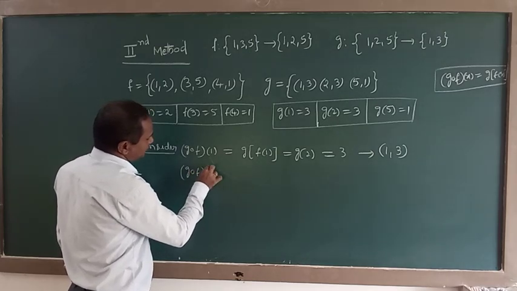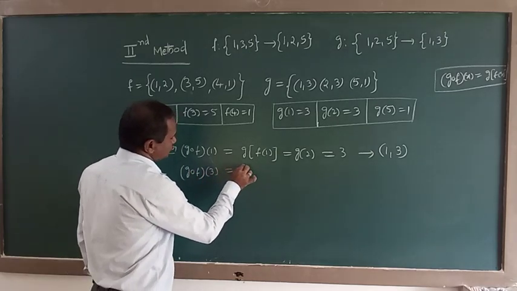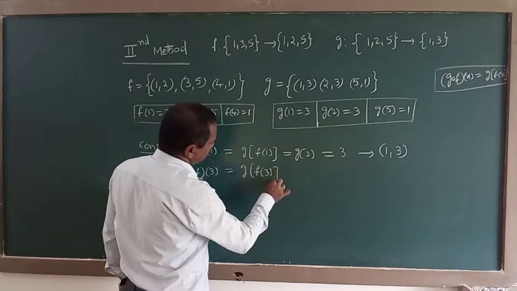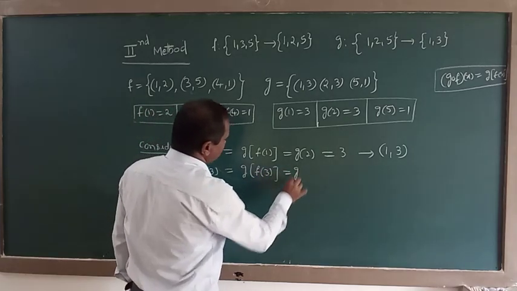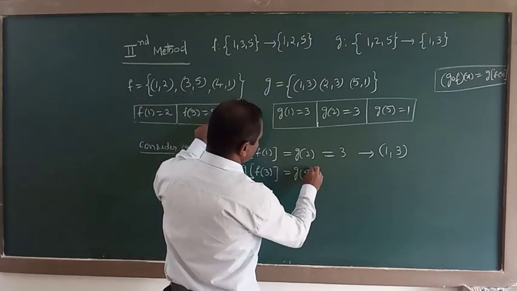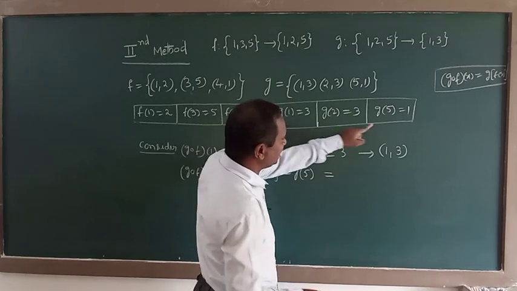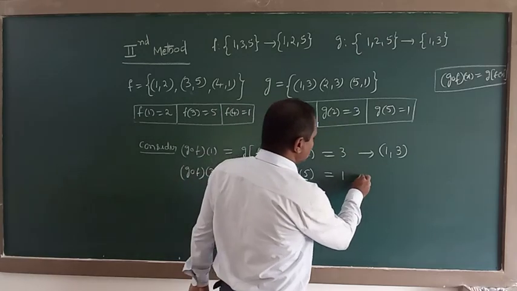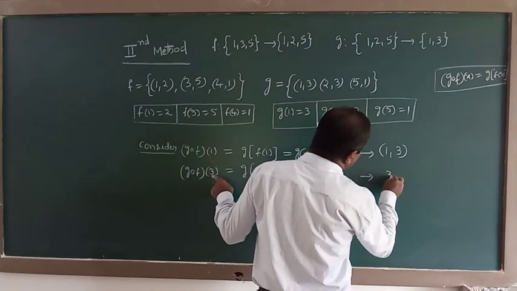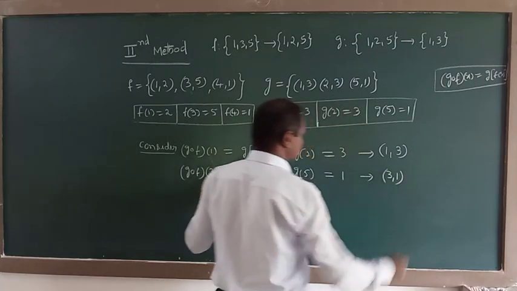G circle f of 3 is equal to G of f of 3. What is f of 3 here? 5. What is G of 5 here? 1. For the second element we are getting one more ordered pair, that is (3, 1).